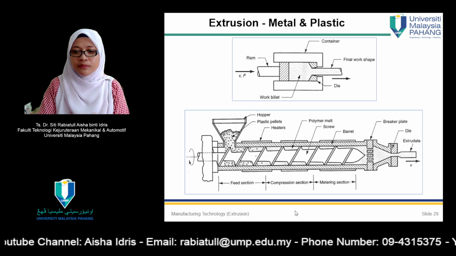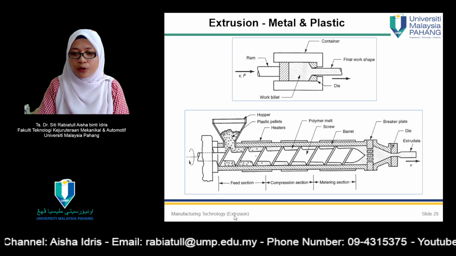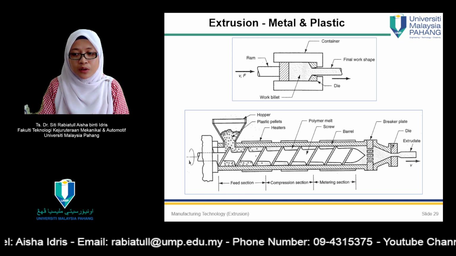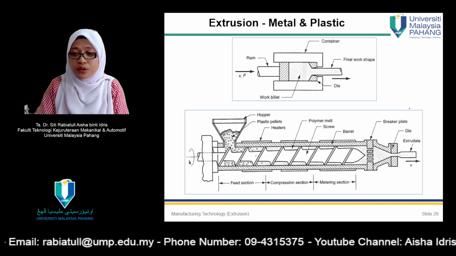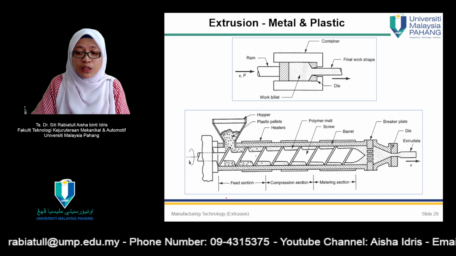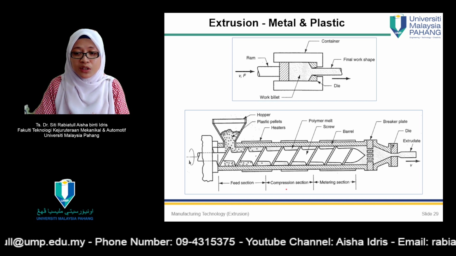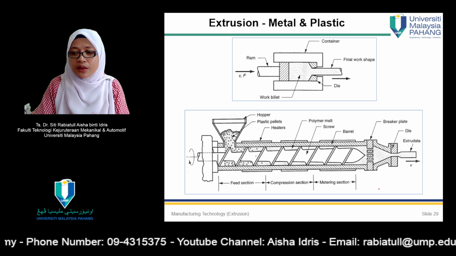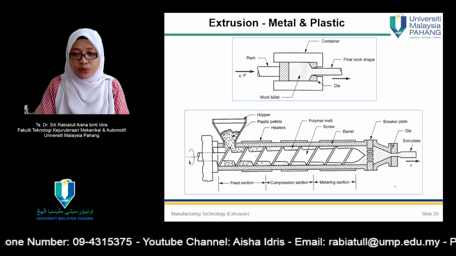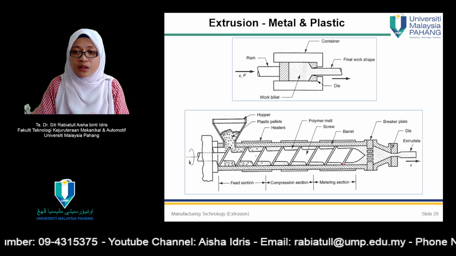Overall, again, this is the extrusion machine, the extruder. The extruder can be divided into three sections: feed section, compression section, and metering section. And then there's another part needed for the extrusion process, which is the die.